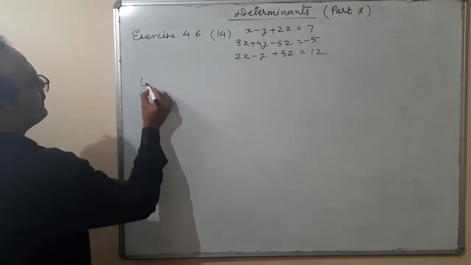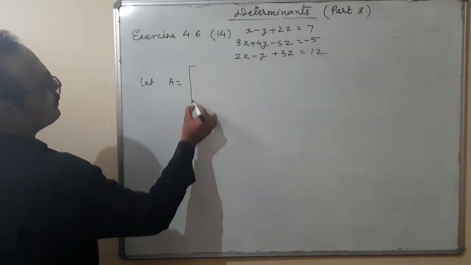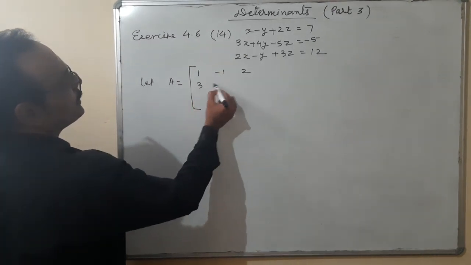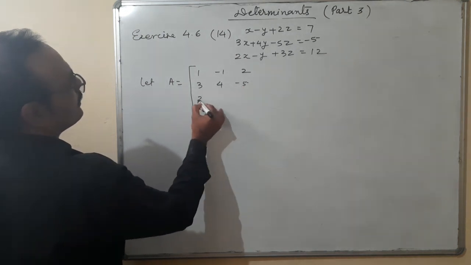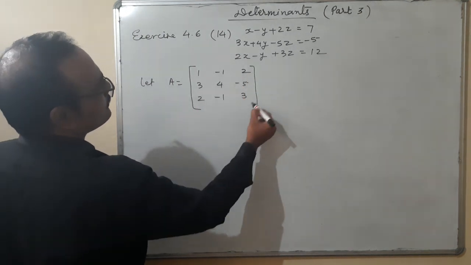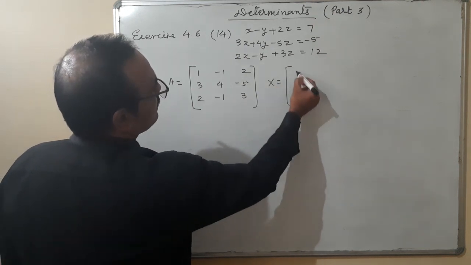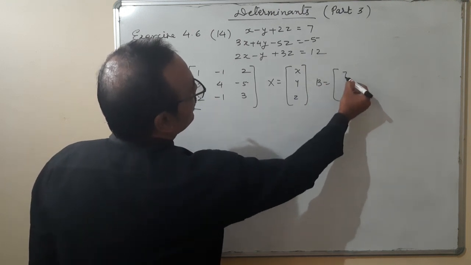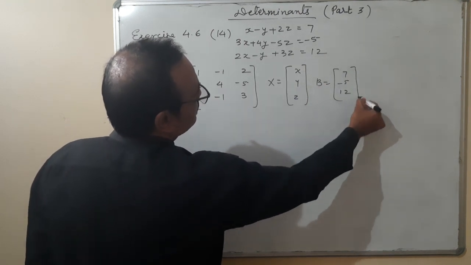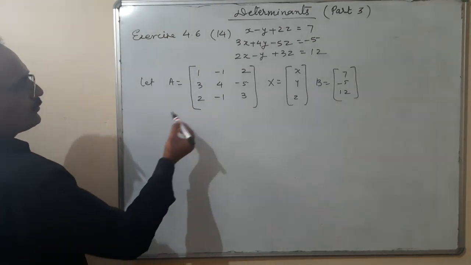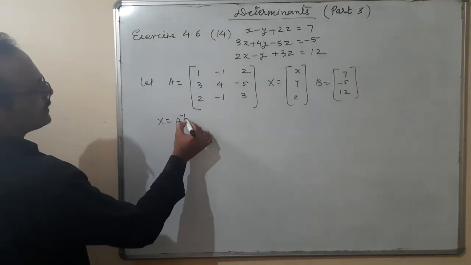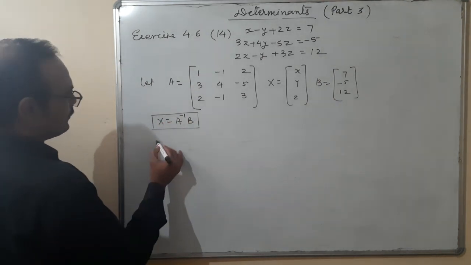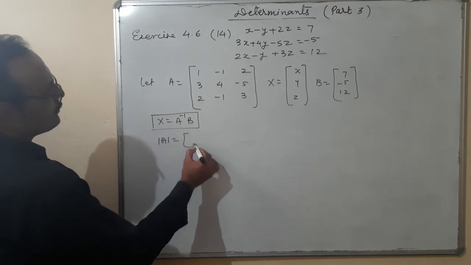Let A be all the coefficients of x, y, z: 1, minus 1, 2, 3, 4, minus 5, 2, minus 1, 3. X is x, y, z. And B is 7, minus 5, 12. The formula is X is equal to A inverse B. But that would be used after we first find the determinant value of A. Determinant value of A.